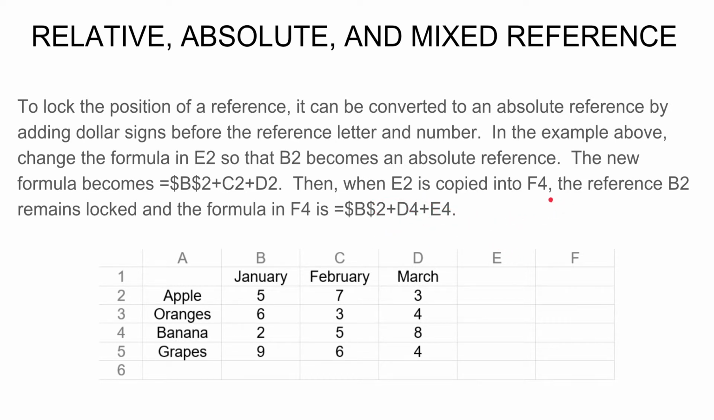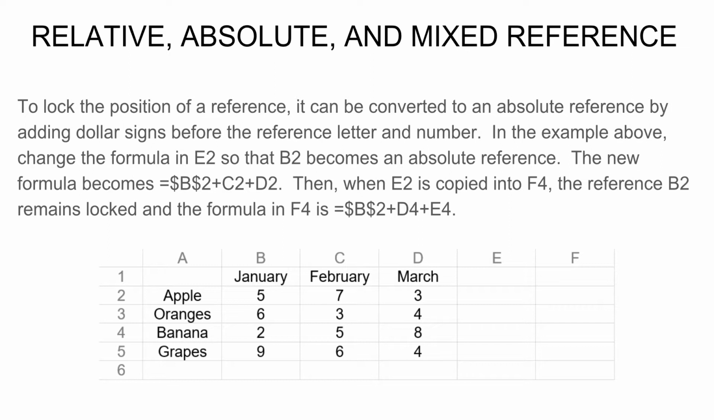Okay, so this is moving it into not E4, sorry, F4. So we actually moved one column to the right, and we also moved 2 rows down. So B2 was locked, but for the relative C2 we moved one column to the right, so we're in D, and we moved 2 rows down, so we're in 4. And then the same thing for D2. We moved one column to the right, so we're in E, and then we moved 2 rows down, so we're now in E4. Okay. So that's an absolute reference.